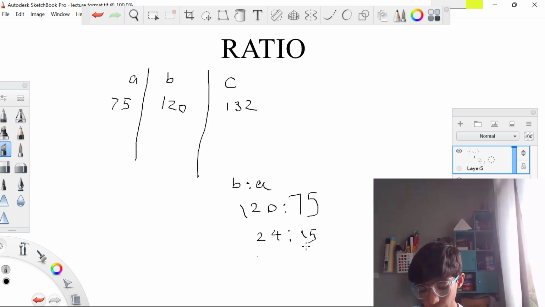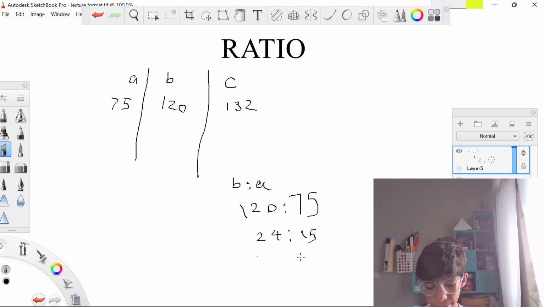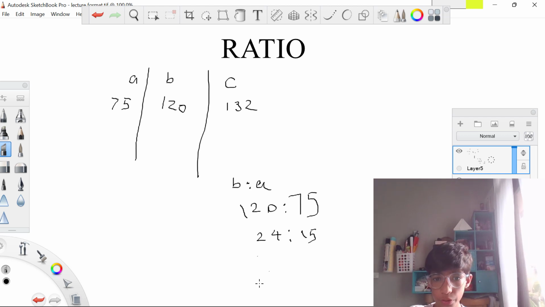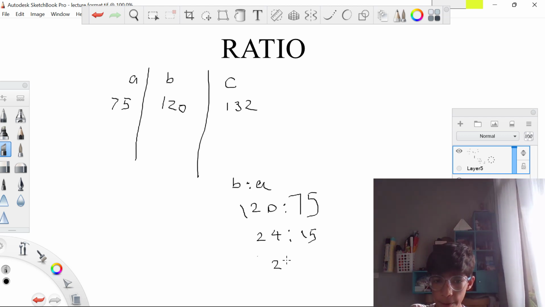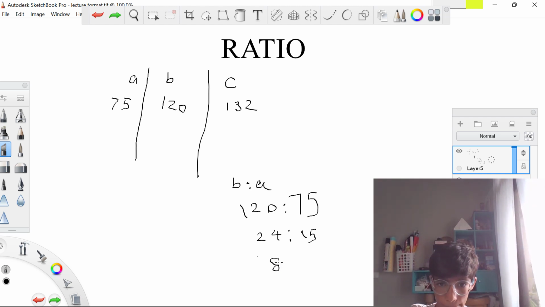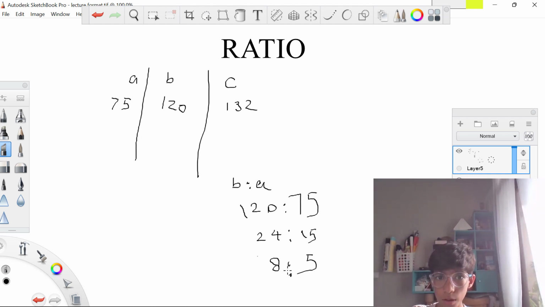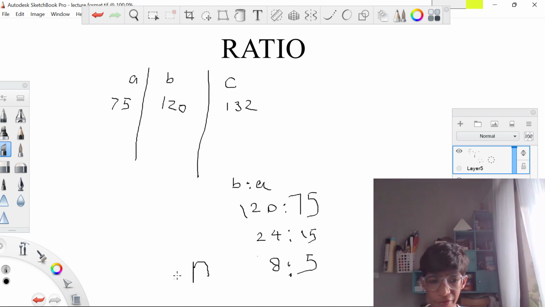And then we are going to take this from 3. So 3 eights are 24. We'll write 8 here, ratio 5. So the answer is 8 ratio 5.